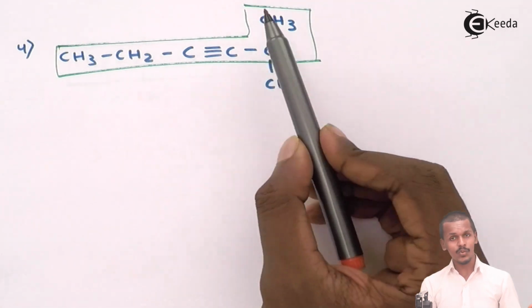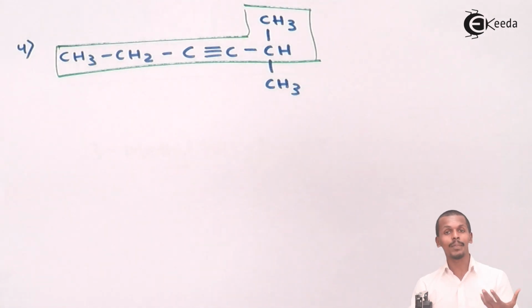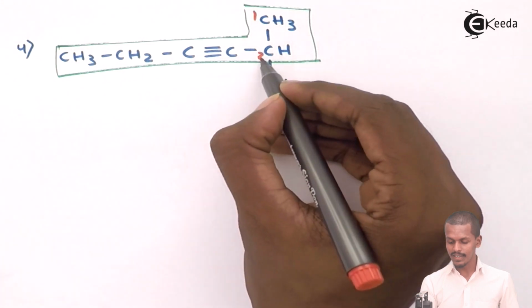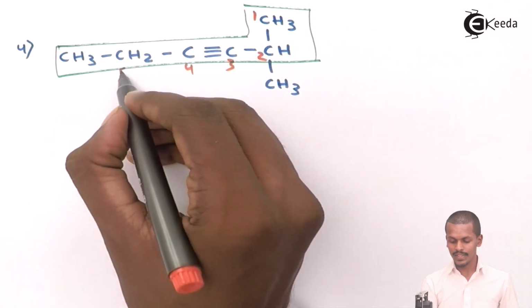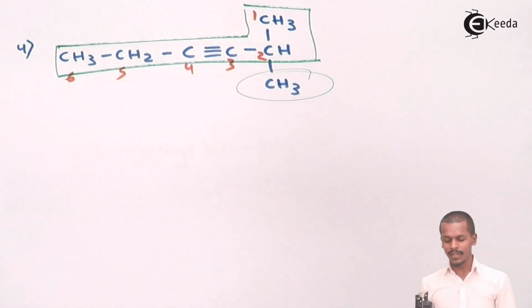But why have I selected this one? Because I could see that the branching is very near to it. So even though I am applying the rule of alkyne, I also have to apply the rule of alkane, that is, the one from where we could get the lower number for the branching. So that's the reason we have selected this carbon as first, second, third, fourth, fifth, sixth. And I could see that the methyl group is attached to the second carbon atom of the straight chain that we have chosen.